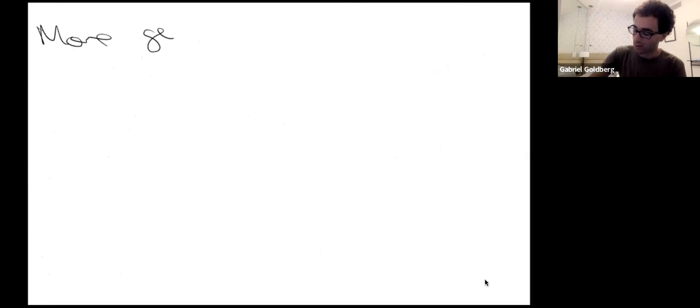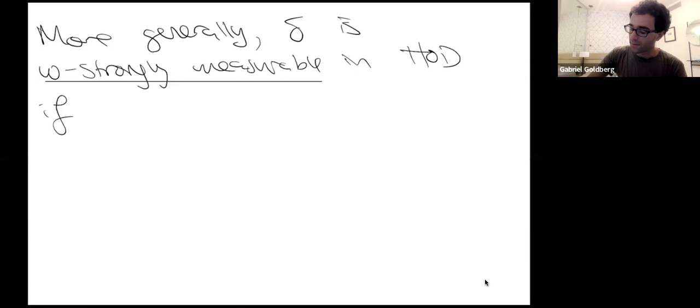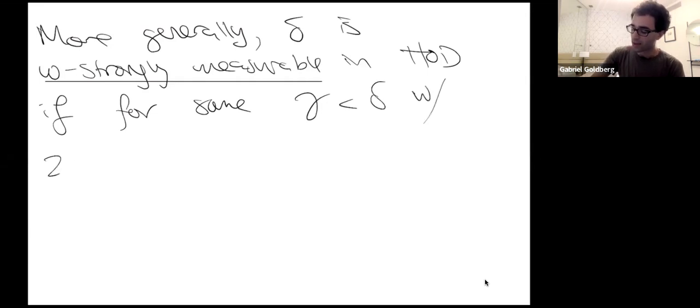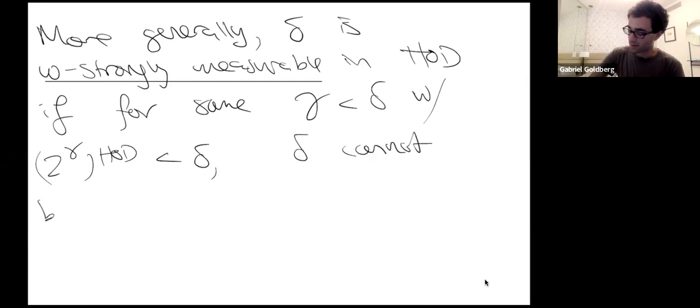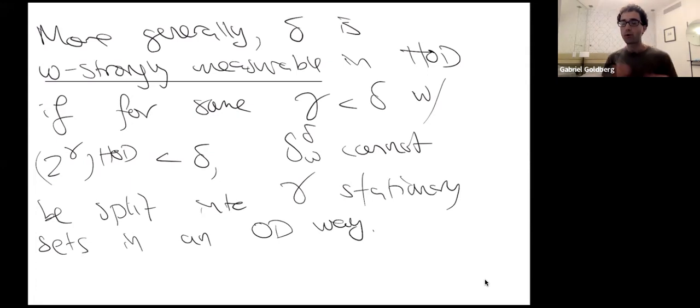More generally, we say that delta is omega strongly measurable in HOD if for some gamma less than delta, with 2 to the gamma of HOD less than delta, S delta omega cannot be split into gamma stationary sets in an ordinal definable way. So there's no ordinal definable sequence of stationary subsets of S delta omega of length gamma.